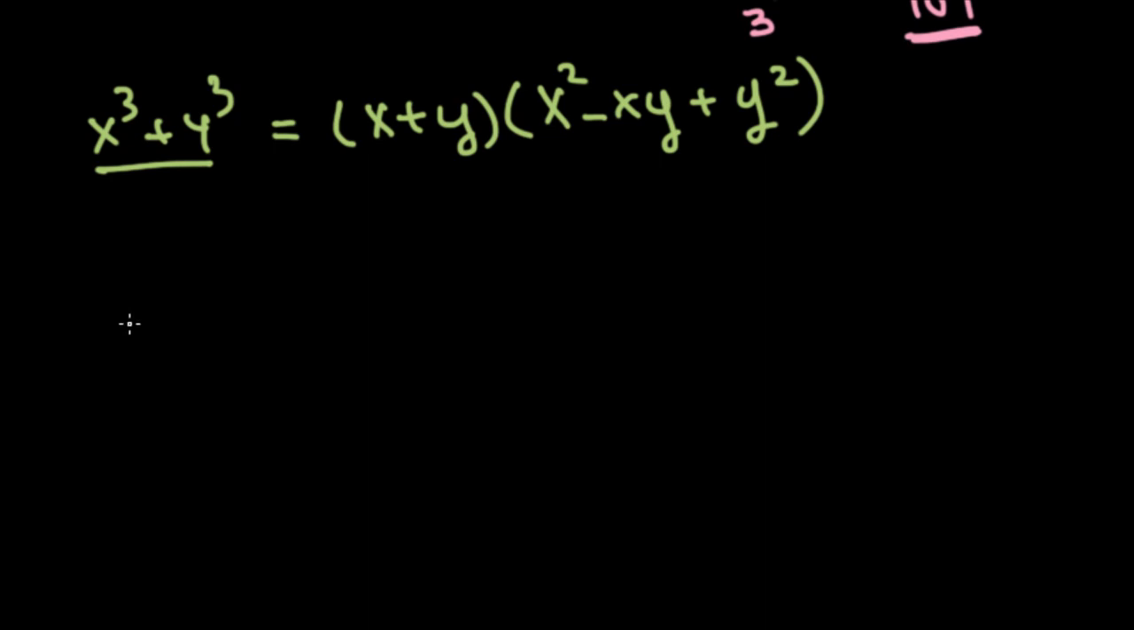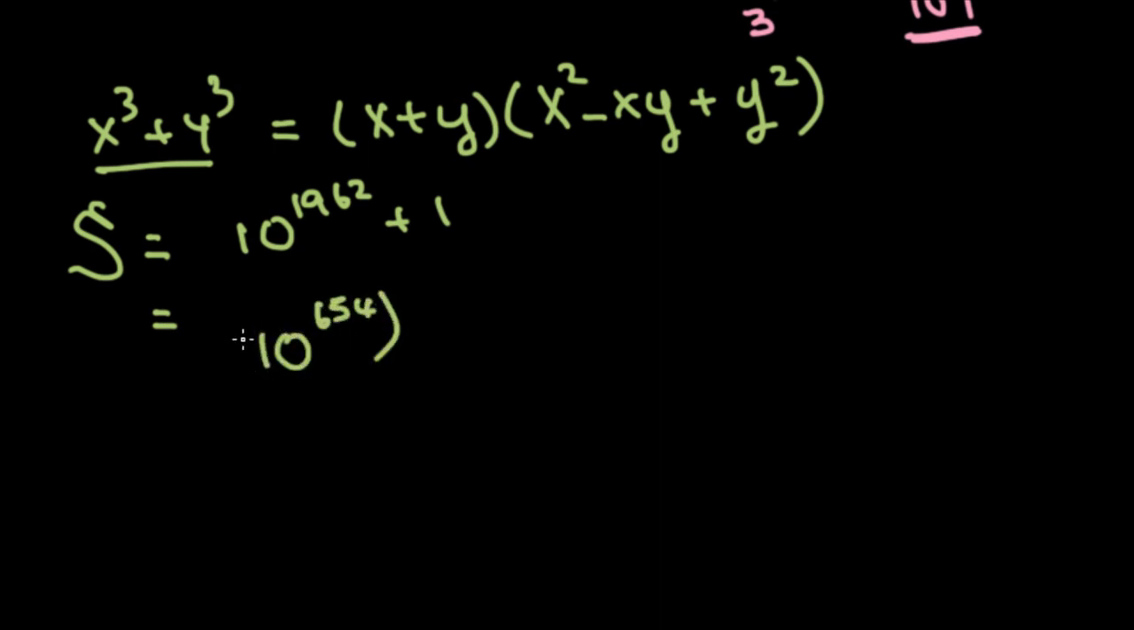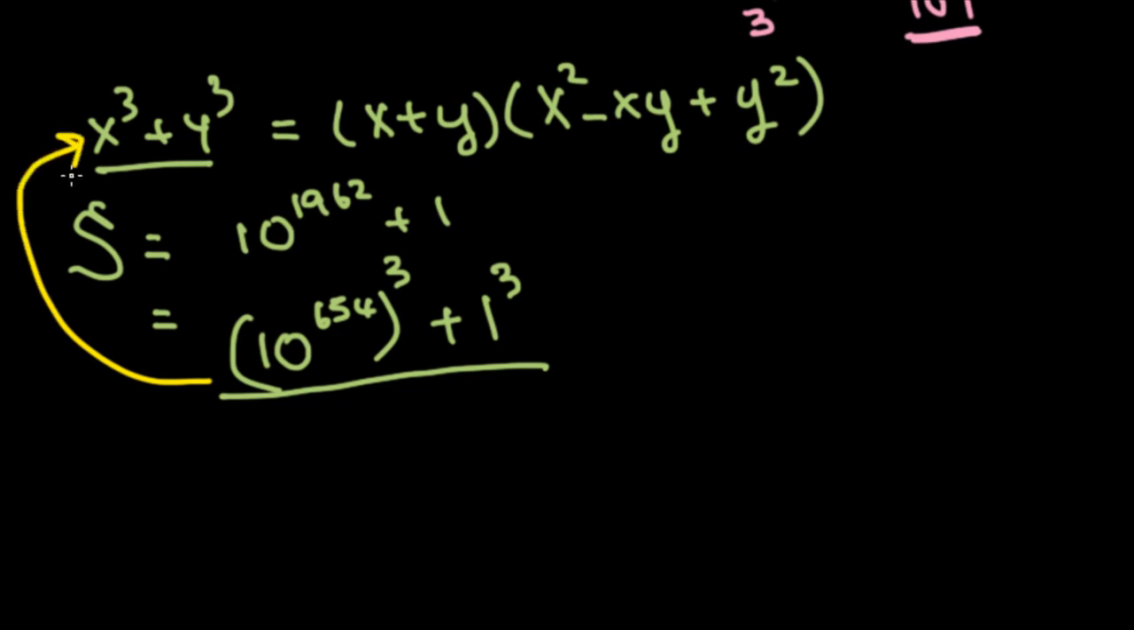So let's rewrite this. So remember, s equals 10 to the 1,962 plus 1, which equals 10 to the 654 cubed plus 1 cubed, and 1 cubed is always going to be 1. So this is what we have. And this is exactly the same as this. So if x equals 10 to the 654 and y equals 1, we can factor this expression.